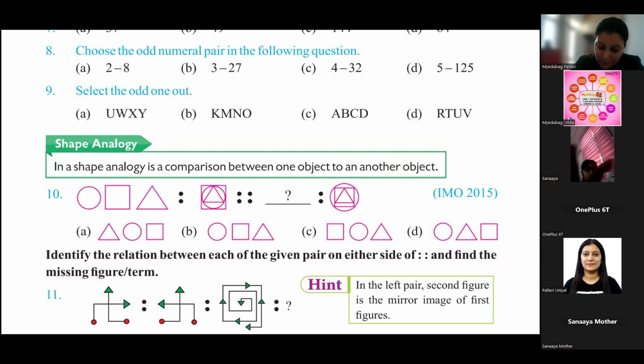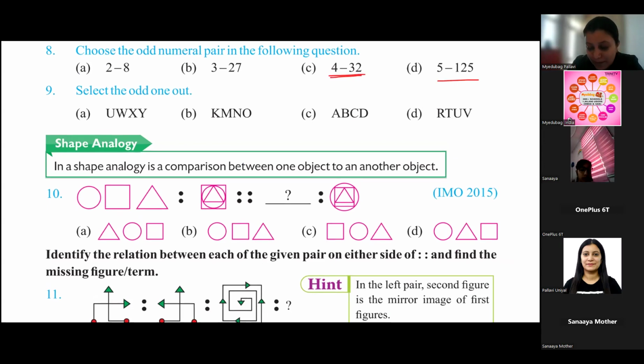The first pair is 2 and 8. Then the second pair is 3 and 7. The third pair is 4 and 32. Fourth pair is 5 and 125. Four pairs are given to us. Now let's see how they are related to each other.